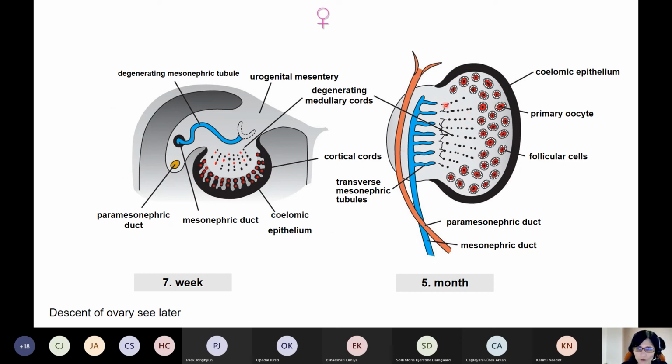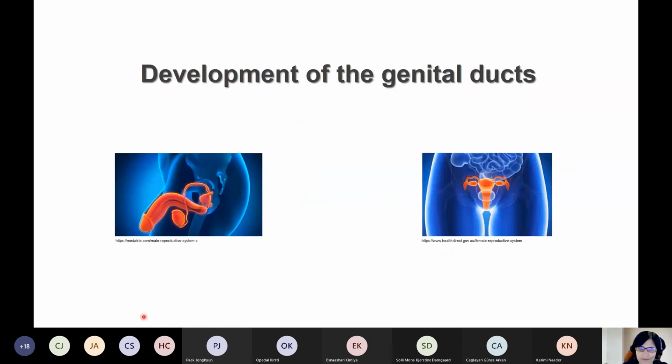So here we do not have any cords in the medulla, but only the blood vessels and the nerves. Descent of the ovary, which is not so pronounced as that of the testis was. We will talk about it later, but it's a very, very small descent in this case.